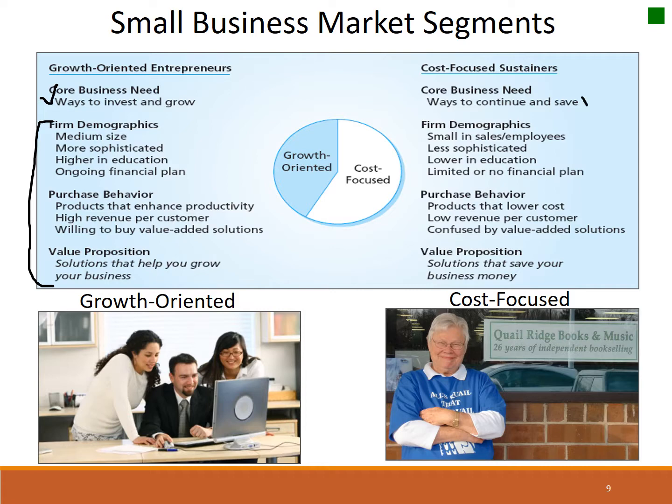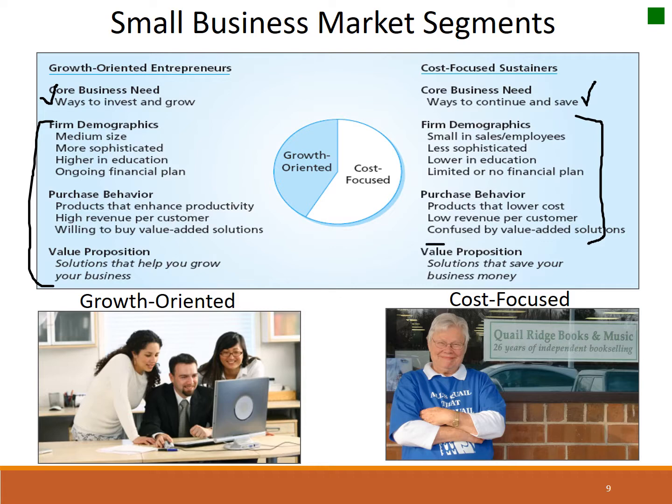On this side, we have ways to continue and save. So that's a different objective that the company has, and it would have a different distinct group of characteristics that would be associated with that type of company. So again, we're going from a need to a segment profile, and that's how we're deciding here, or identifying a way to regroup our generic market into multiple segments.